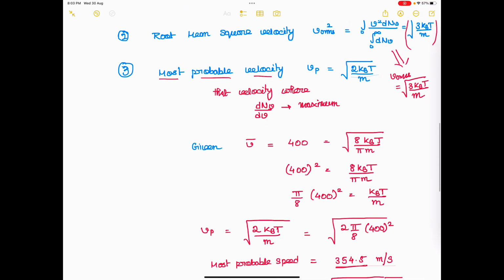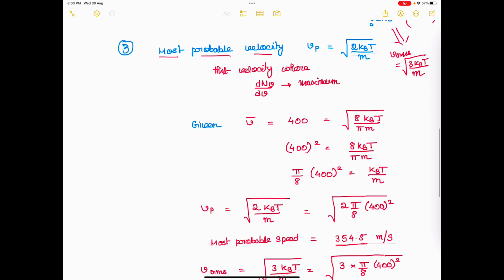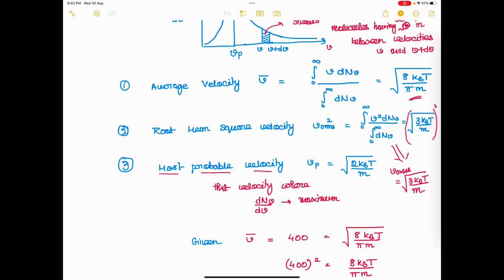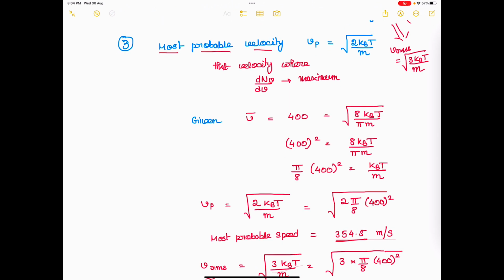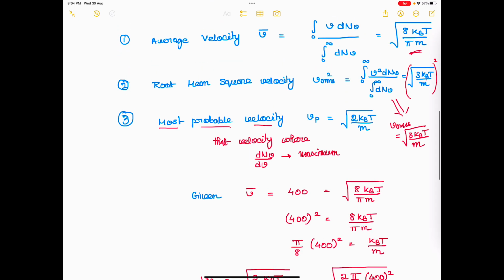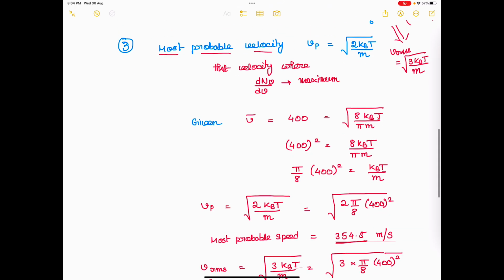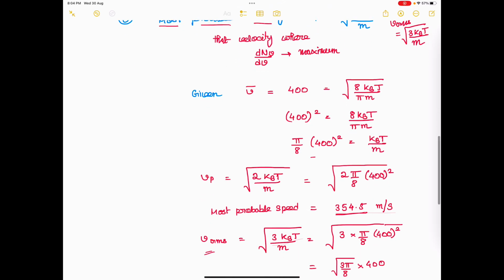where kB is the Boltzmann constant. Now in the question it is given that v bar, the average velocity, is 400 meter per second. So we equate this to the formula of average velocity, root over 8 kBT by pi m, and from here we find the kBT by m expression, because you can see that in RMS also kBT by m is there under the root, and in the most probable velocity also kBT by m is there. So it is the common factor. So I found kBT by m from here.